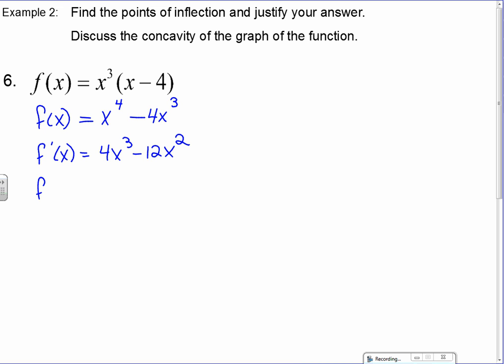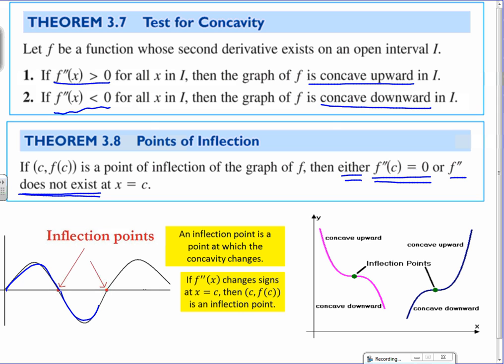But our goal today is really let's focus on points of inflection. So hop straight into the second derivative. That'll give me 12x squared minus 12x. And the previous page talked about points of inflection occurring either where the second derivative is equal to 0 or does not exist.